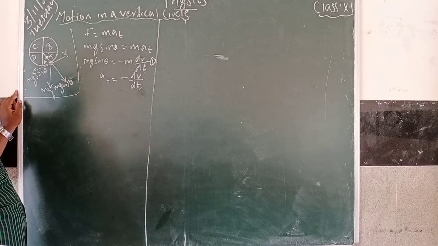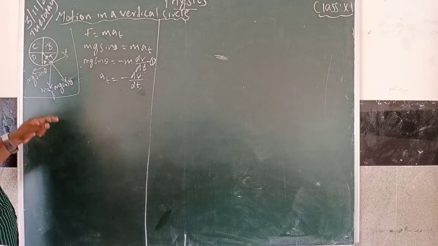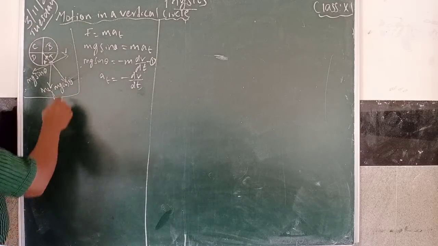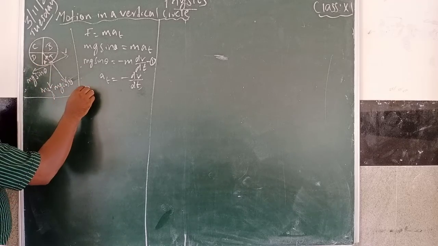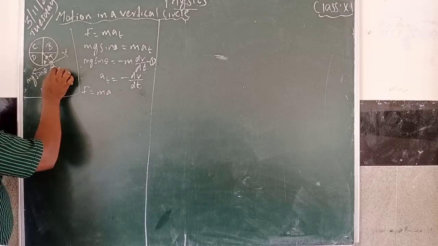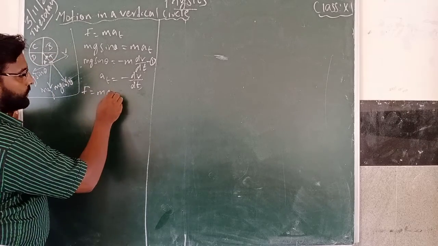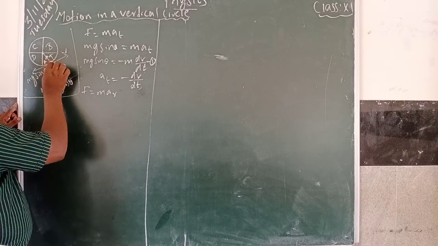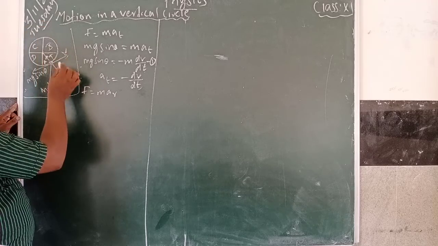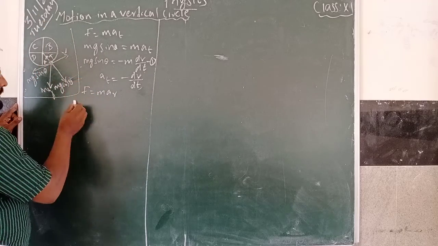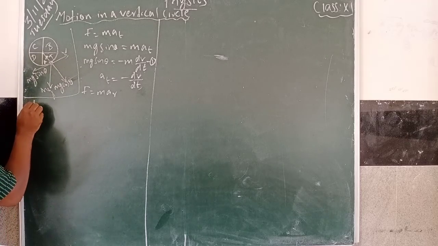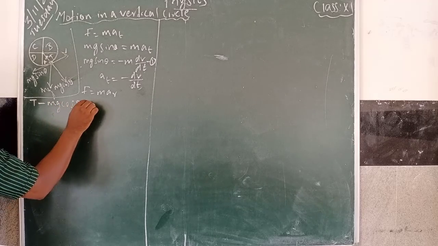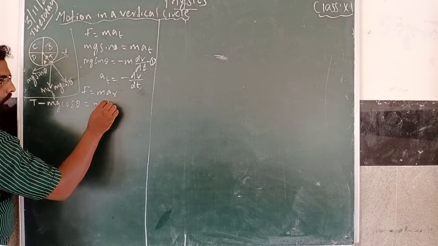Now you can find another equation by applying Newton's second law in this direction. So here also F is equal to ma. In this direction we have centripetal acceleration, a_r. Now you see, tension acts in this direction, mg acting in this direction. So tension minus mg cos theta equal to m v square by r.